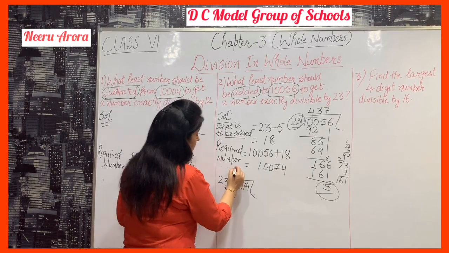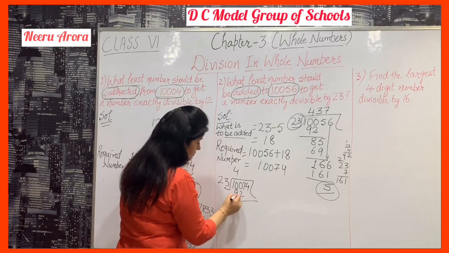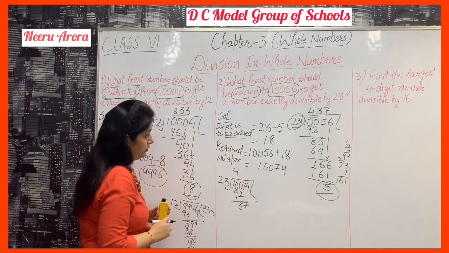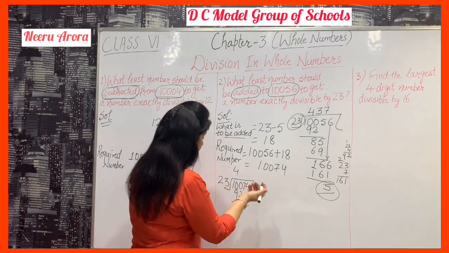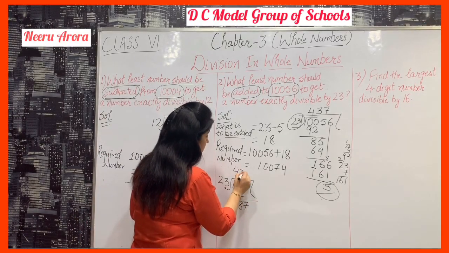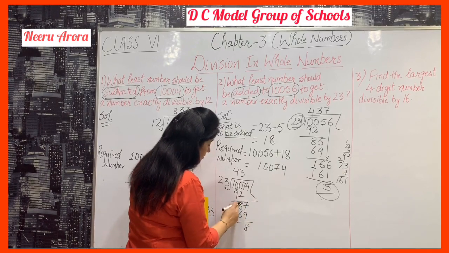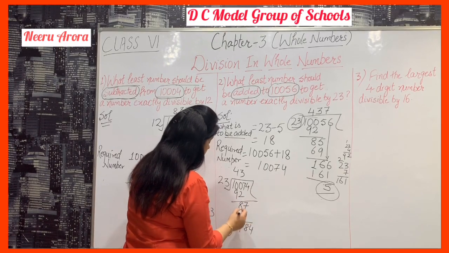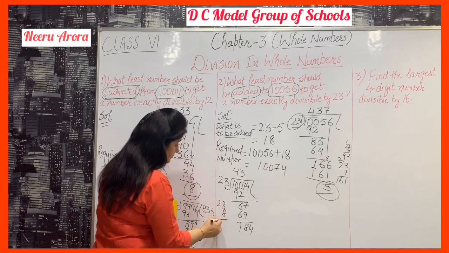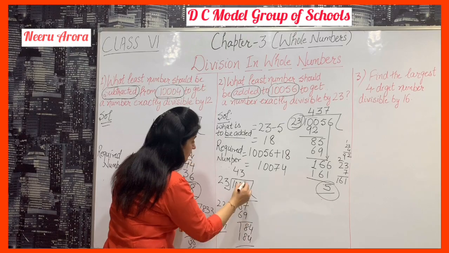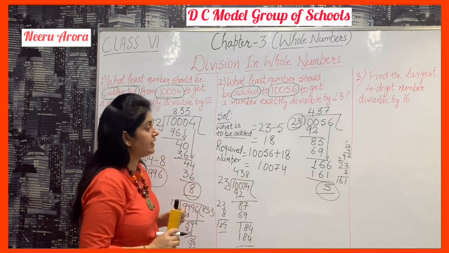So see, 23 4s are 92. So here it comes 87. So 23 again, 23 3s are 69. So 17 minus 9, here it is 8 and 1. Next number is 4. So 23 8s are 184. Yes, it is divisible by this. So how does this 18 come?